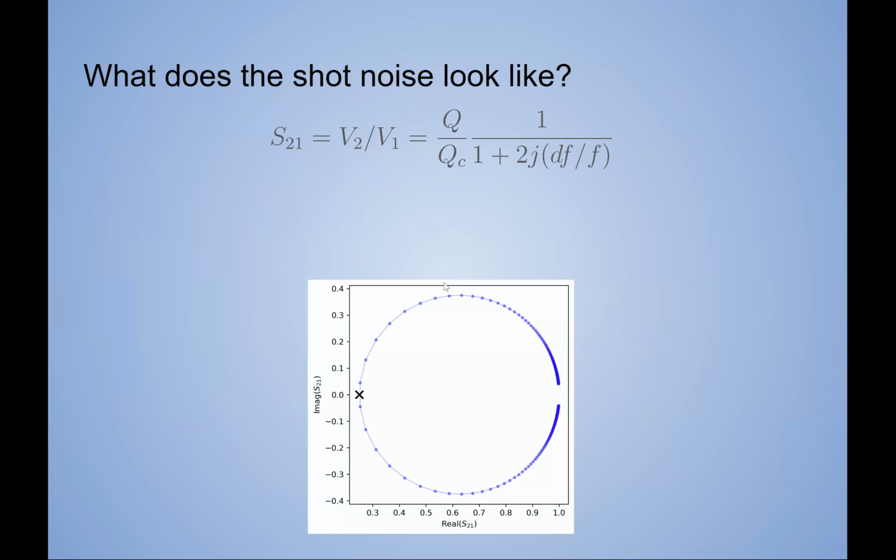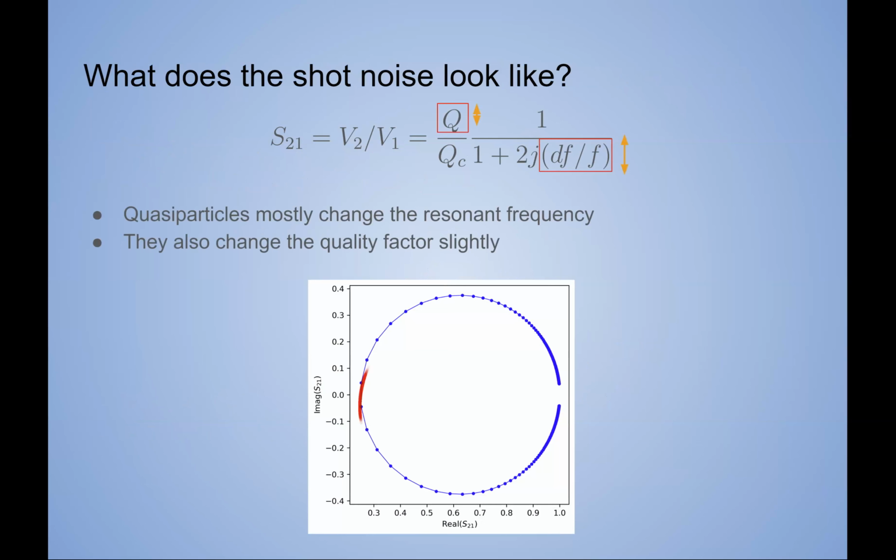Okay, and so if you were to look at only shot noise, I mentioned that it changes mostly the resonant frequency, and it changes the quality factor a bit, which means the track that it's going to go back and forth on is going to be slightly not parallel to the circle, but approximately parallel. Just because Q is a real number in the numerator, so it roughly corresponds to the amplitude, the radius of the circle. And then F is the complex part, which is rotating around.